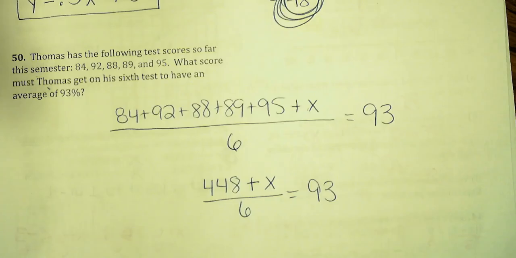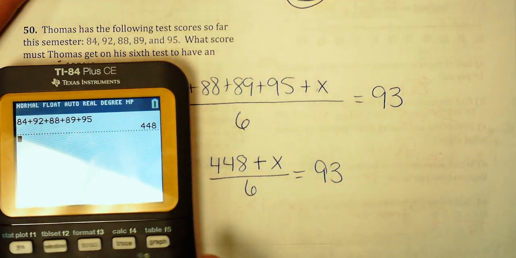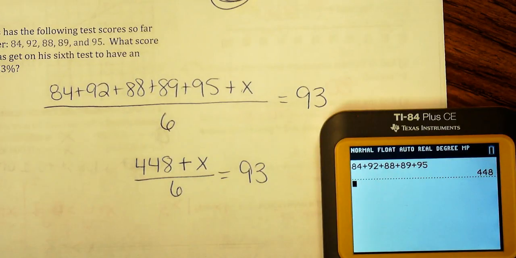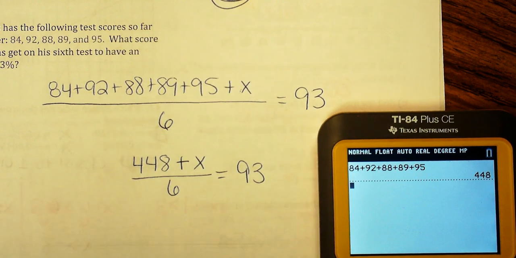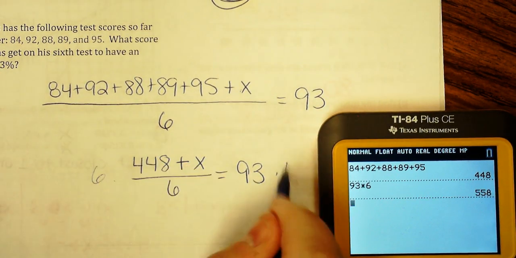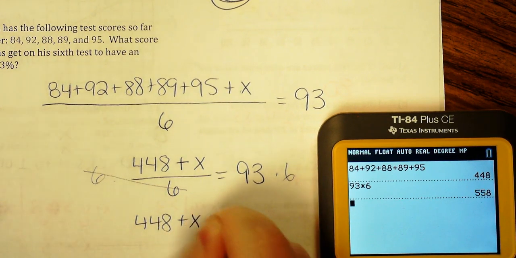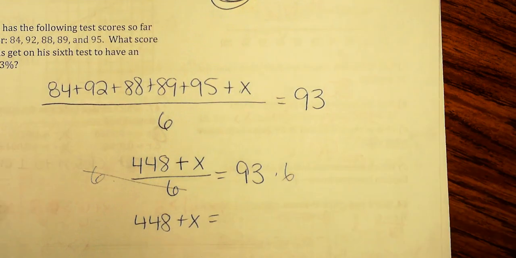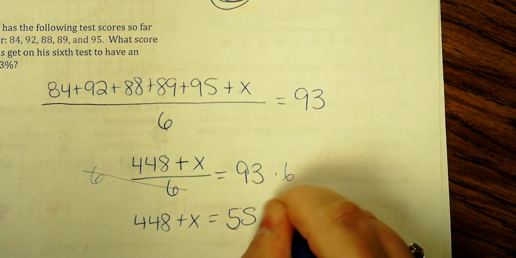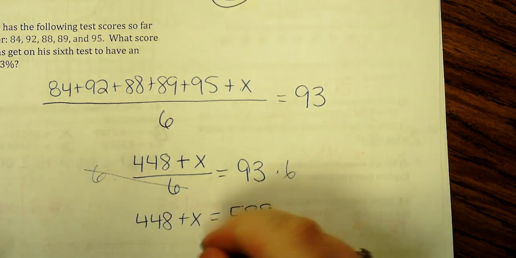Equals 93. Okay, now, I don't want to deal with the fraction, so let's just get rid of it. I'm going to multiply, I got that glare on the screen, darn it. Okay, we're going to multiply both sides by 6. 93 times 6. Over here, if you multiply by 6, it's literally just going to cancel out the denominator. Okay, so 93 times 6 is 558. And to get x, I'm just going to subtract the 448 and get 110.